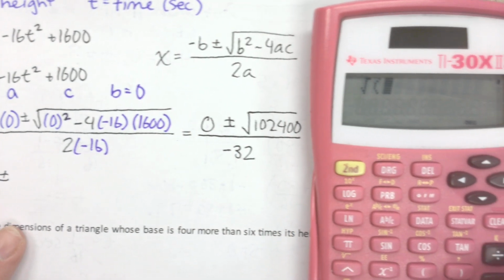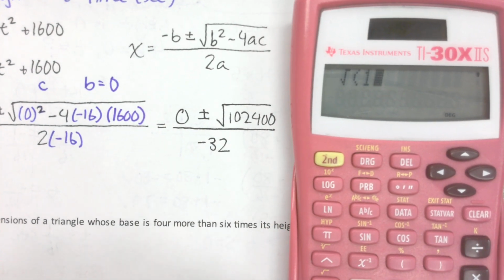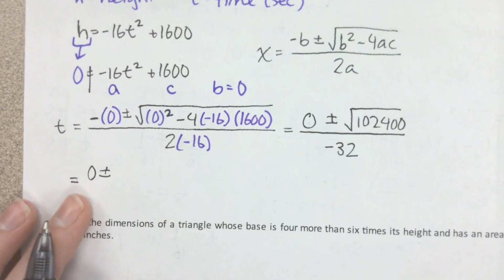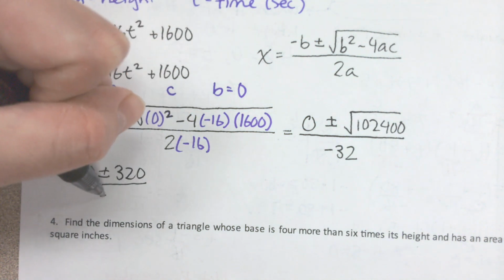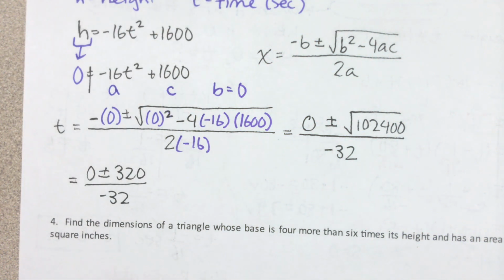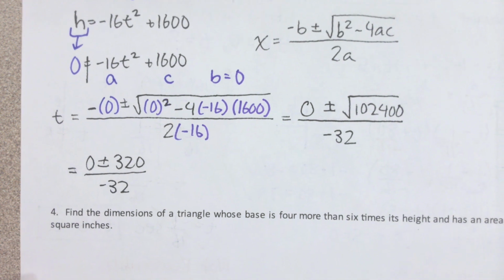So we're taking the square root of 102,400. 320. 320 is the square root, so this is a perfect square, all over negative 32. Any questions on the calculator specifically? Buttons? Okay. We're almost done. As you can see, we have really nice numbers here.